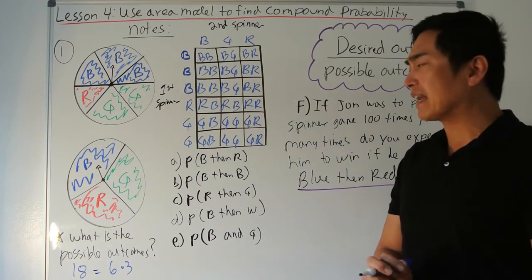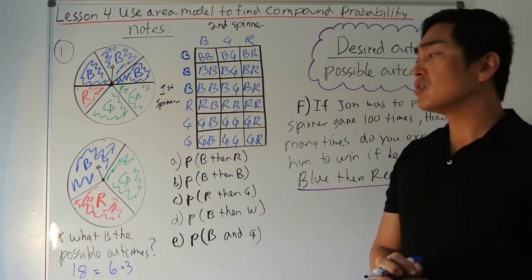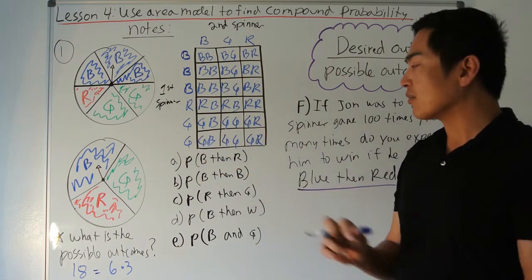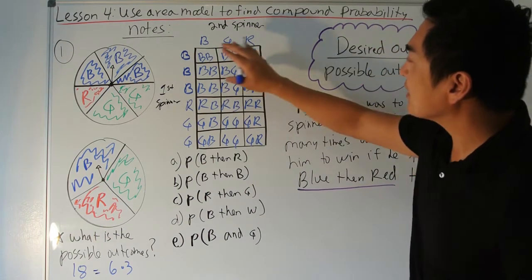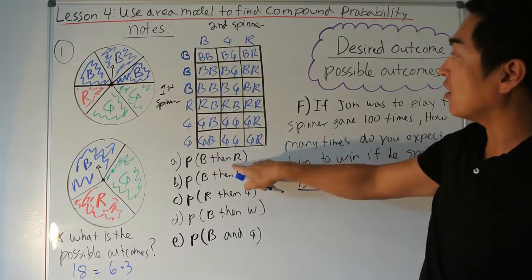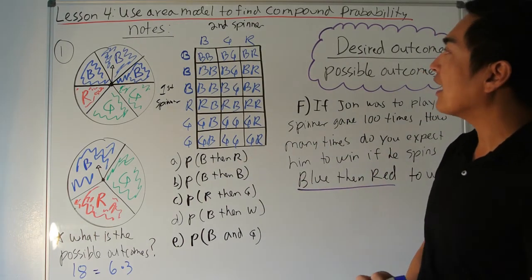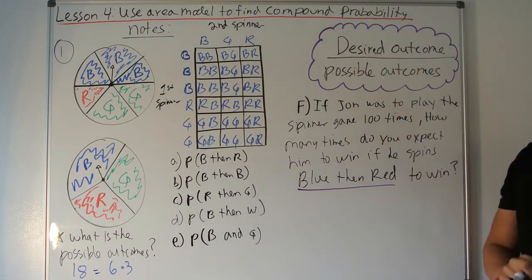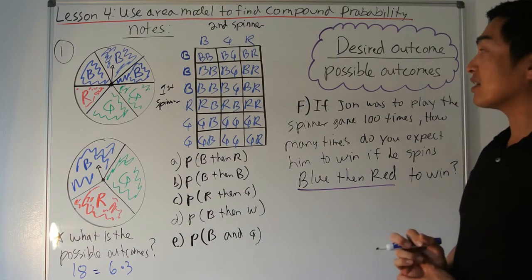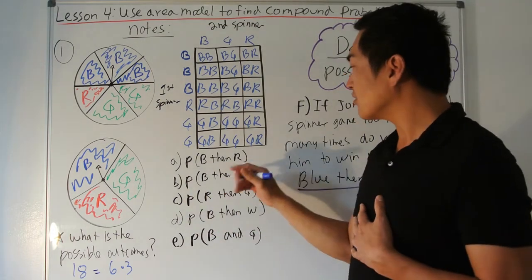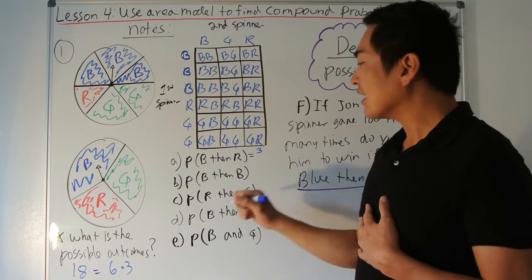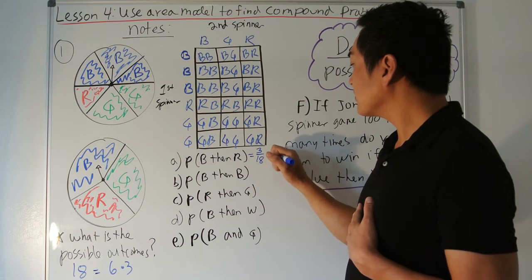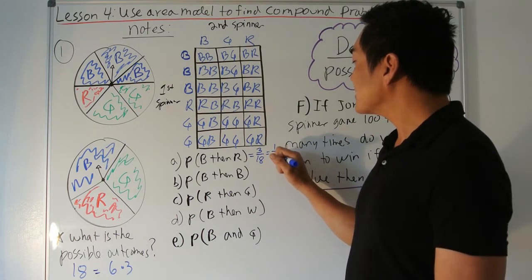So again, if you're going to play a game, what's the probability of you spinning the first one and getting a blue, then spinning the second one and getting a red? You look at this area model here and you're looking for BR. And it looks like I have BR over here, 1, 2, 3 of them. Again, that's my desired outcome. There are 3 possible ways to get blue-red. So I'm going to write down 3, and that's out of 18. That's the same thing as 1 over 6.